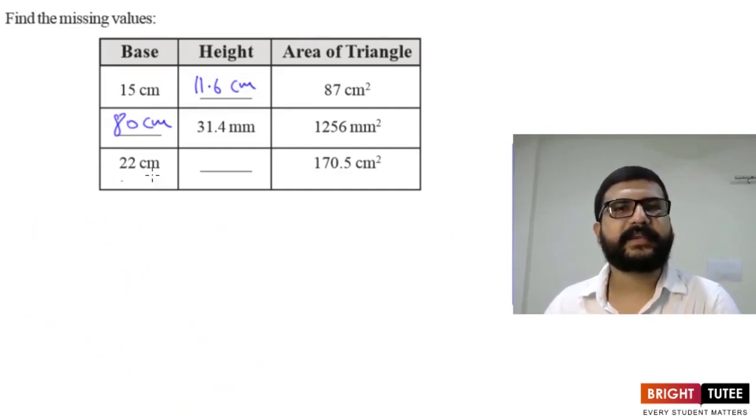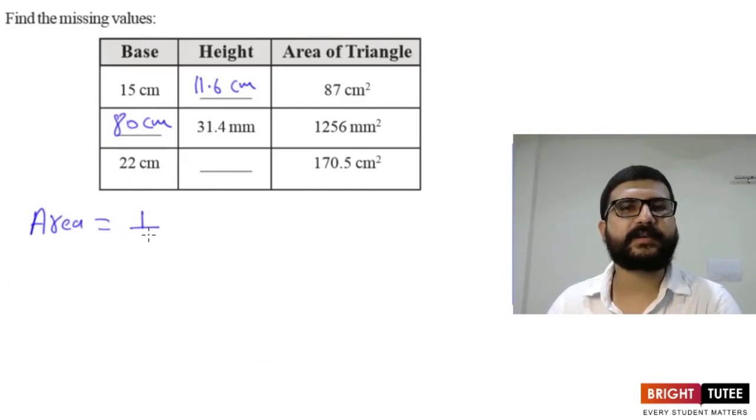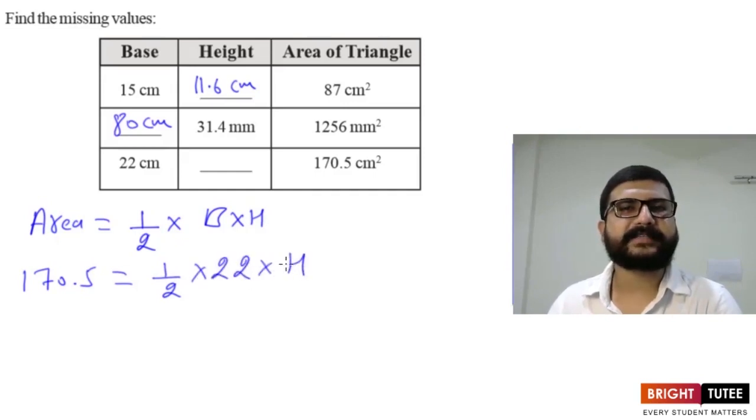Now the next part of the question, here again we have to find the height, area is given and base is given to us. Again by using the same formula, area is equal to half into base into height. Now area is 170.5 square centimeters. This will be equal to half into 22 centimeters into height, that is h here. Now we have to get the value of h. First we can simplify this. 2 ones are 2, 2 into 11, it's 22.